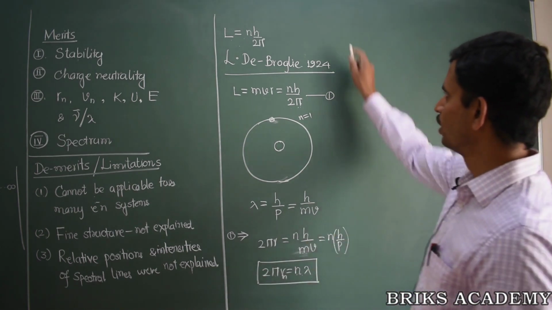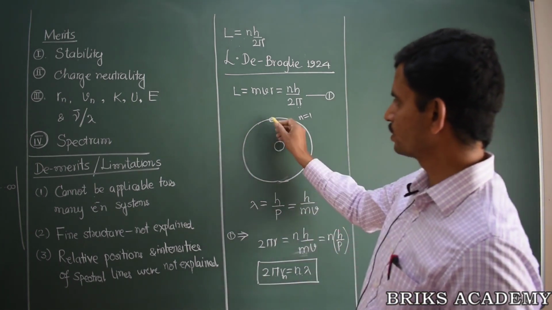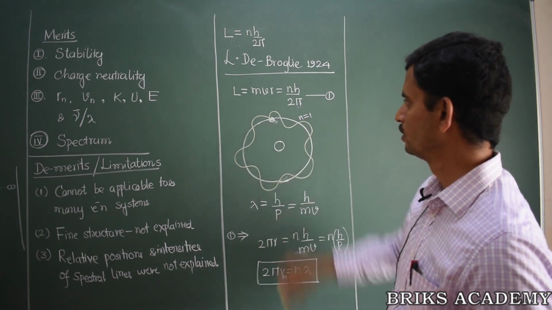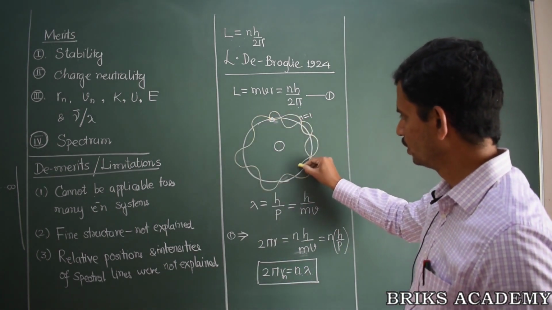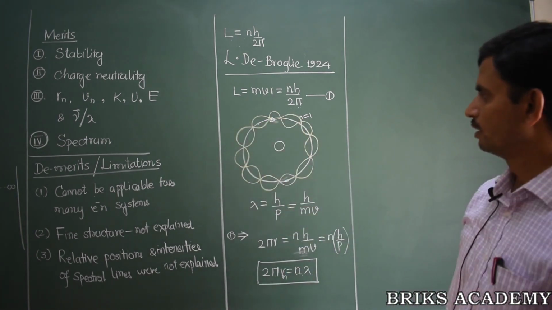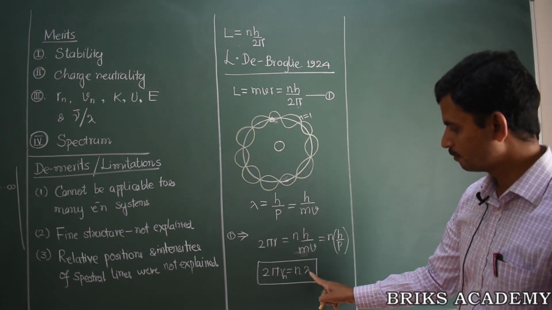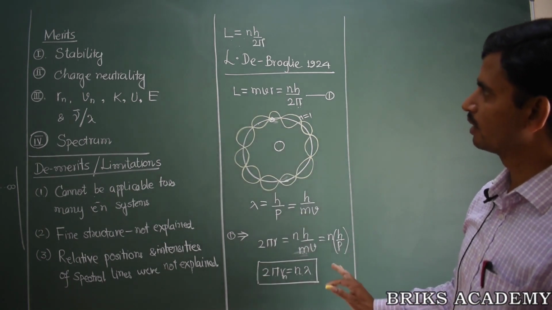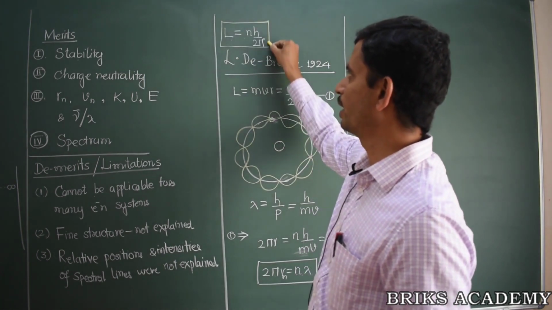In a much similar way, when the electron goes around the nucleus in an orbit, it should appear like a stationary wave. The electron should move in a circular path like this. The circular path is divided now into n number of waves, that is, matter waves. With this, de Broglie explained the significance of the angular momentum quantization condition as proposed by Niels Bohr.